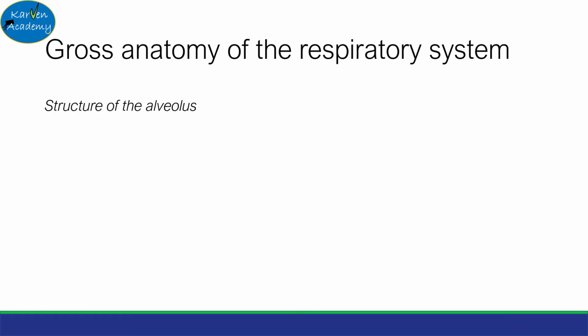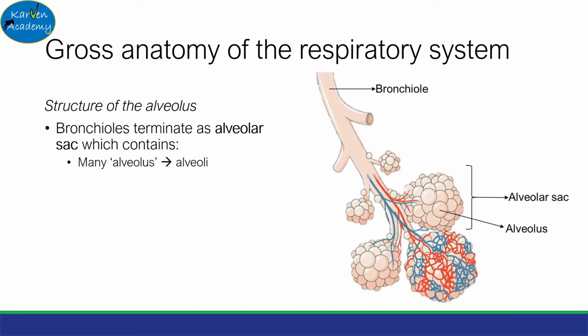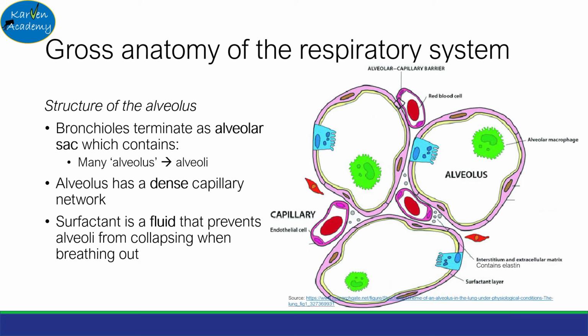The alveolus is the main functional unit of the lung, and they arise as the bronchioles terminate as the alveolar sac. The term alveolus is singular, and many alveolus together are called an alveoli. Note that the alveolus has a dense capillary network, and the benefit of this we'll see later on. The surfactant I mentioned previously is a fluid that prevents the alveoli from collapsing when breathing out. It is the yellow color lining in the image. This allows the alveoli to fill up with air without much resistance.